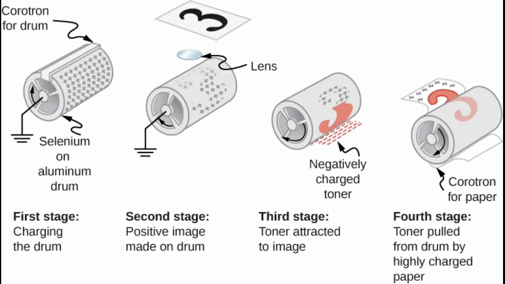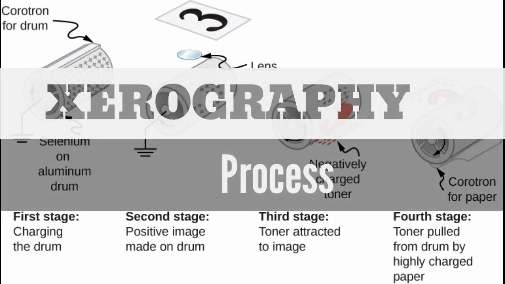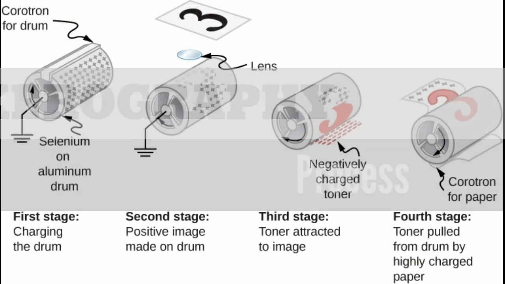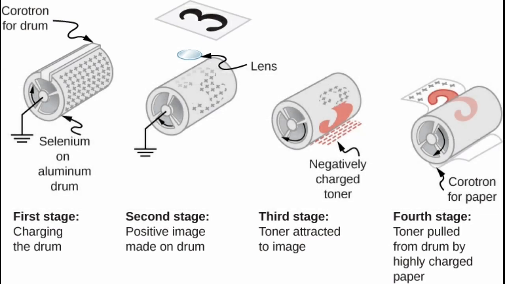The second application of electrostatics is xerography. Most copy machines use an electrostatic process called xerography, a word coined from the Greek words xeros for dry and graphos for writing. The heart of the process is shown in simplified form.